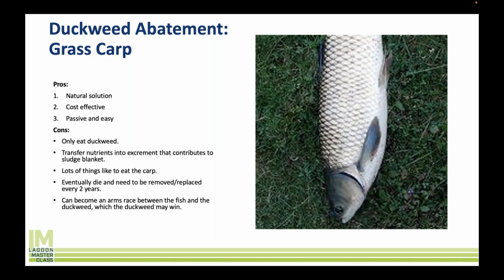On the pro side, it's a natural solution, really inexpensive, and it's very passive and easy. You put the grass carp in there and they do the job. So I'm not necessarily against grass carp personally. I think it can be a good solution to control duckweed, but there are definitely some downsides to it.